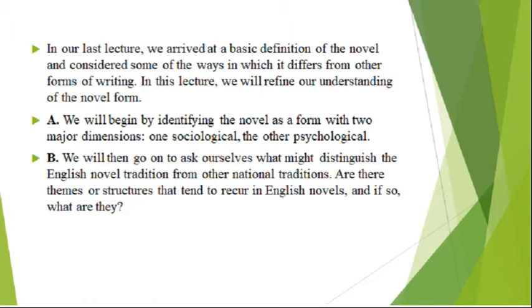In the first part, we'll identify the novel as a form with two major dimensions, one sociological, the other psychological. The relationship between these dimensions is often especially important to authors and readers of novels. In the second part of the lecture, we'll ask ourselves what, if anything, distinguishes the English novel from other national traditions. Are there themes or structures that tend to recur in English novels? And if so, what are they?